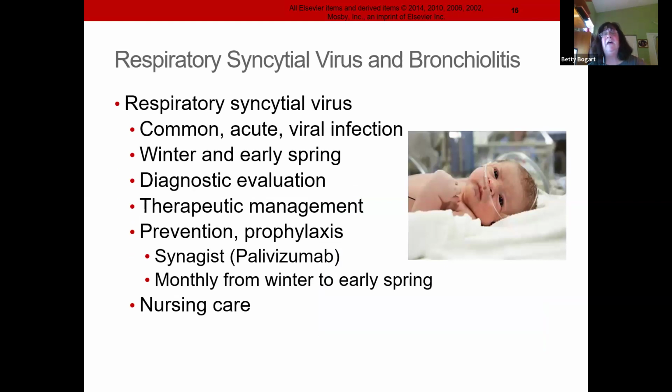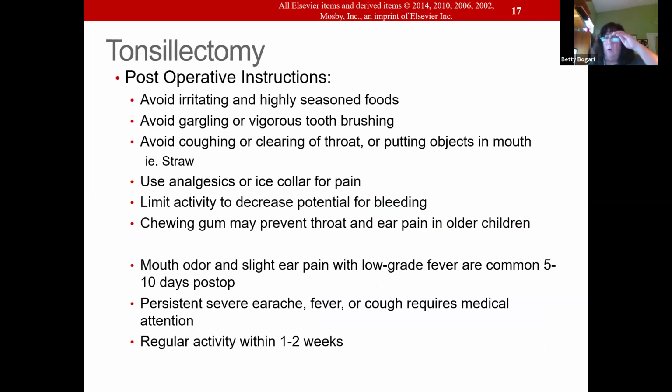So RSV, like I've already told you, it is winter, early spring, and the prevention is that Synagis once a month. Palivizumab is the biologic name, and again, it's given to those children who are more apt to have problems, like the child who was premature or still on oxygen, or a cardiac child, or cystic fibrosis, some child that needs it.